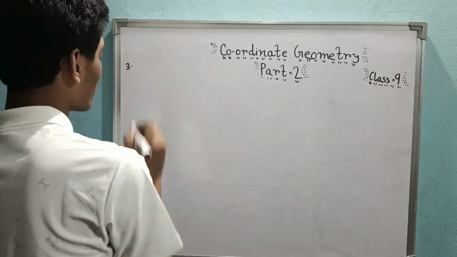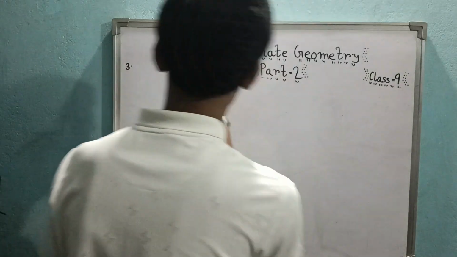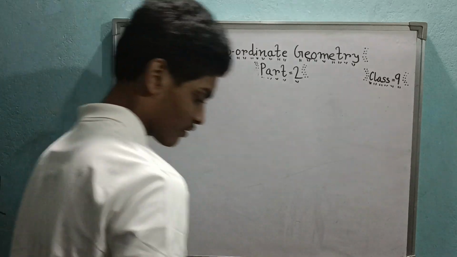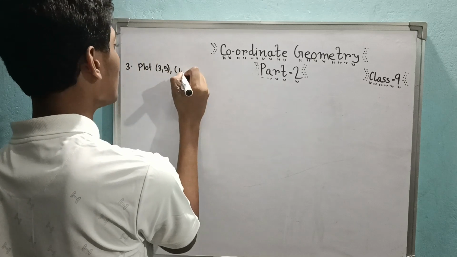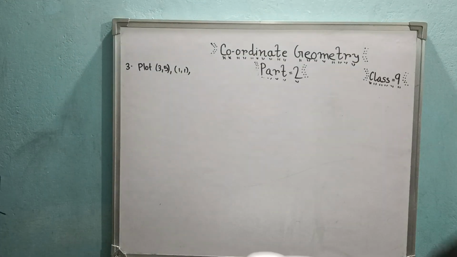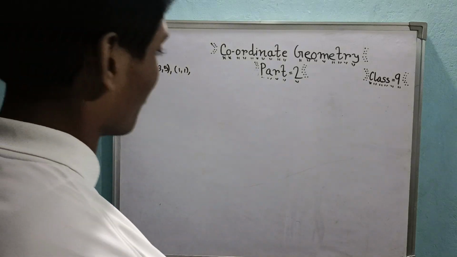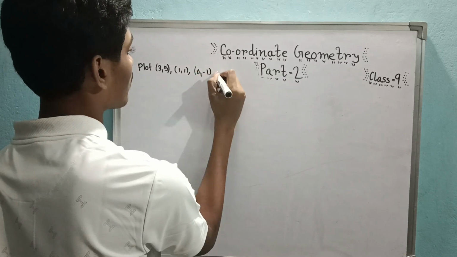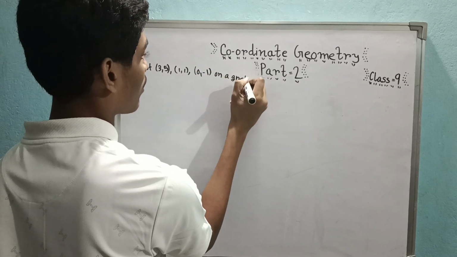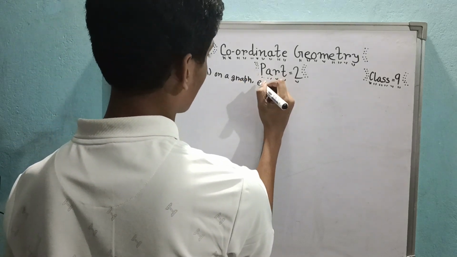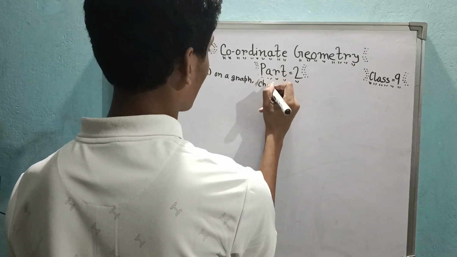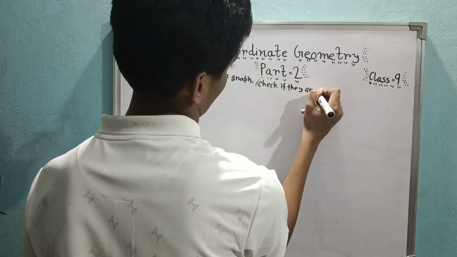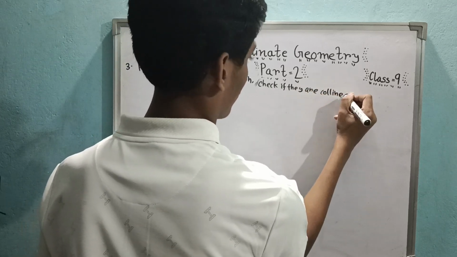And this is quite a familiar question which I had come across as well when I gave my class 9 examination. Points were different, but the question is same. Plot 3 comma 5, 1 comma 1, 0 comma minus 1 on a graph paper. Check if they are collinear or not.